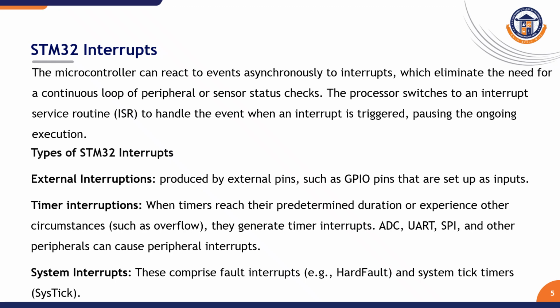We have three different types of STM32 interrupt. The first is the external interruption, where the user or customer gives some input to the system. The continuous process is disturbed, accepts the request from the user, does some work and returns back. That is the external interruption. Second is the timer interruption, as we looked at earlier in the previous timer topic. Third is the system interruption, which usually comprises the fault interruptions, and the system tick timer can also interrupt the service.